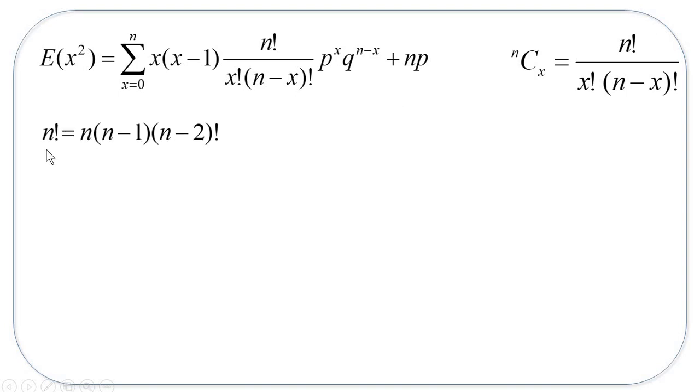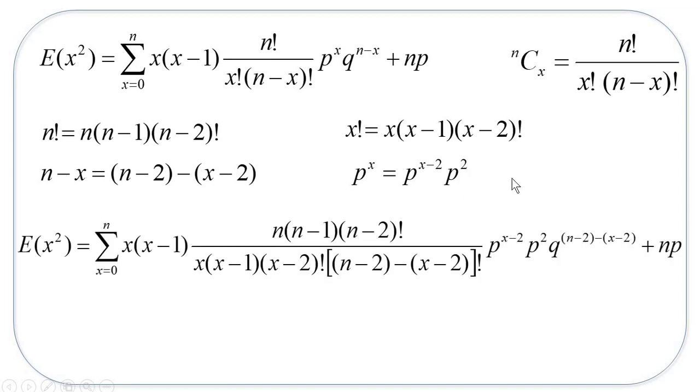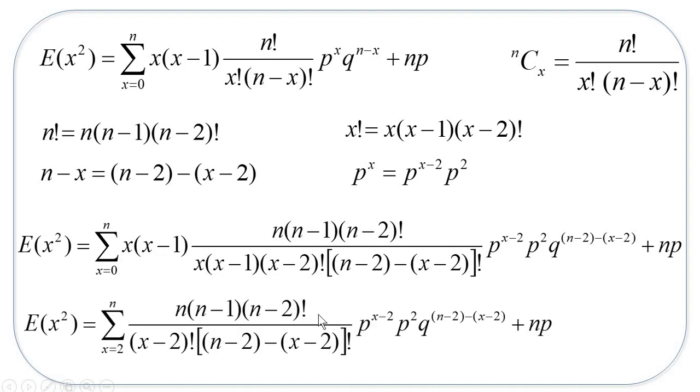Now substitute nCx. Now here alter n factorial, x factorial, n minus x and p raised to x using these expressions. n factorial can be written as n into n minus 1 into n minus 2 factorial, x factorial, n minus x can be changed as n minus 2 minus x minus 2, p raised to x can be changed as p raised to x minus 2 into p square, all are same. Now substituting this, you can cancel x here and x here, x minus 1 and x minus 1. Okay, you will be left with this expression.